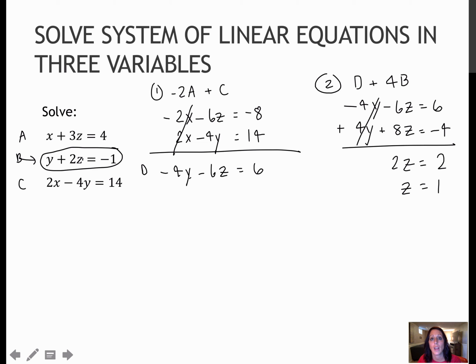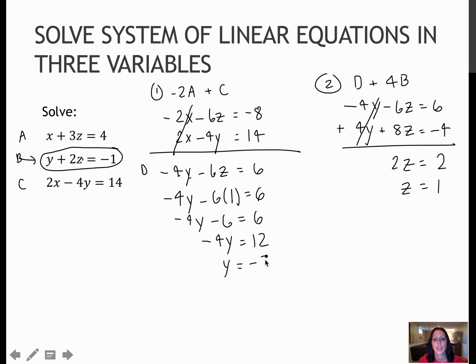Once I've found one of my solutions, it's really just a matter of plugging it back in. I'm going to plug it back into this equation. So -4y minus 6 times 1 equals 6. 6 times 1 is 6. I'll add 6 to each side, divide by -4, and get y is -3.